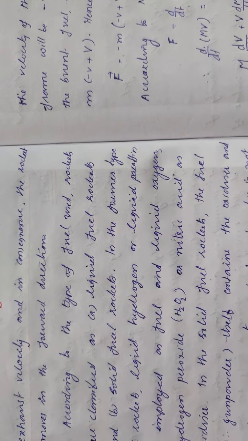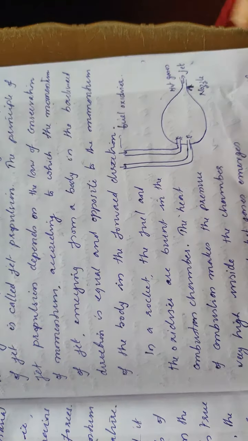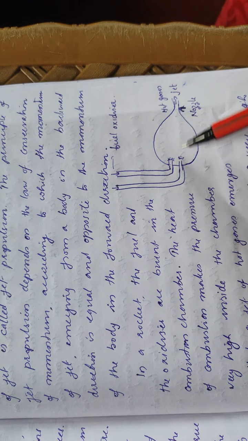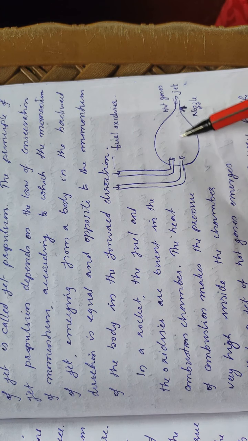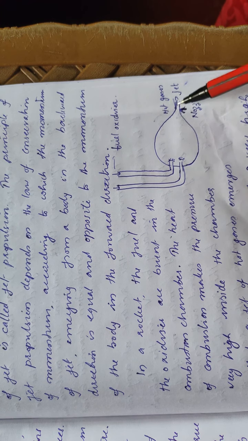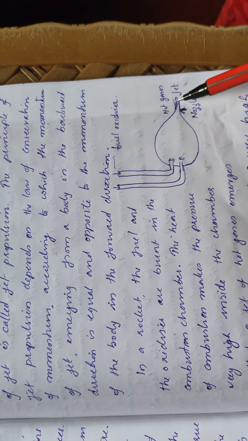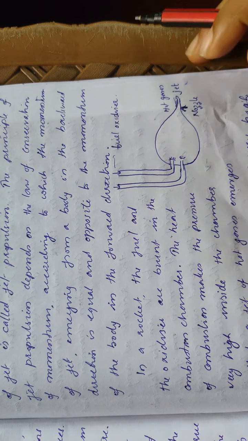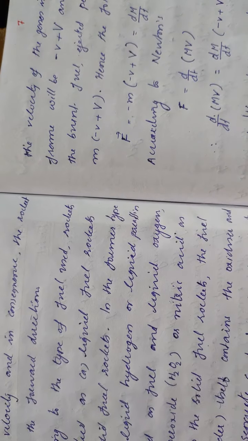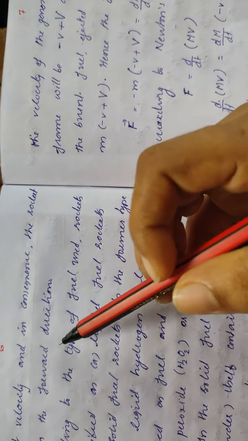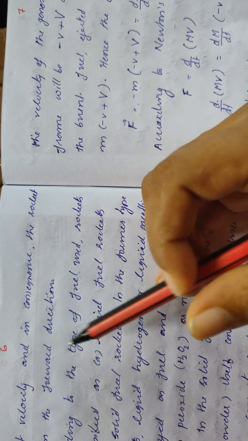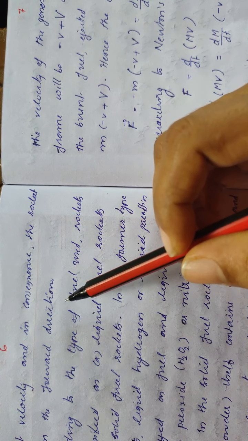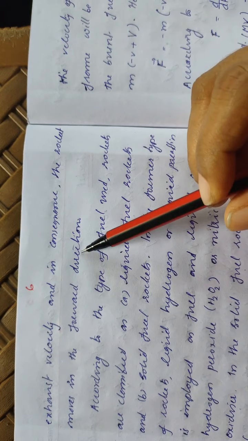So what is happening here is that the fuel and oxidizer combustion is taking place inside this chamber, and the gas is propelled out through this with a very high exhaust velocity. Due to this, a very high momentum is imparted in the forward direction, so that the rocket moves in the upward direction.